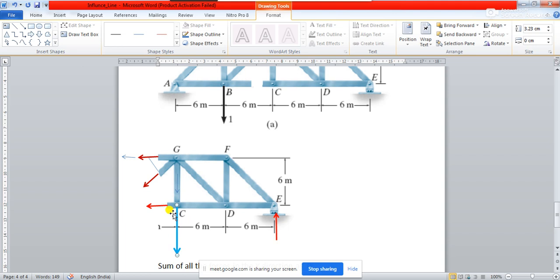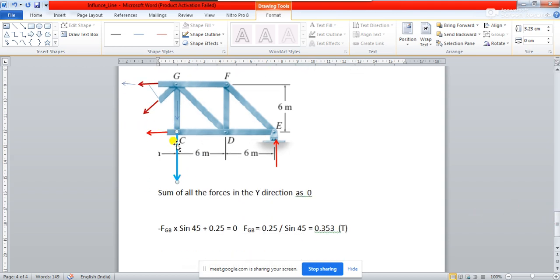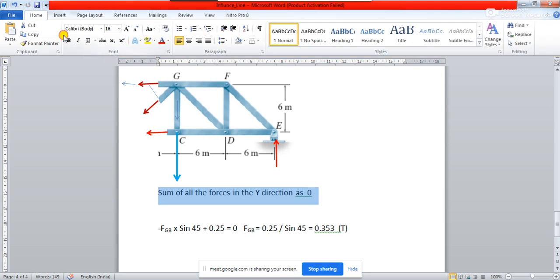So this unit load is now at the point C, and because this load has now come to the right side of the section, you will have to consider this load also while considering the equilibrium. Okay, so what do you have to do now? If you want to consider the equilibrium, then exactly the same way you have done it. We take the sum of all the forces in the y direction as 0.